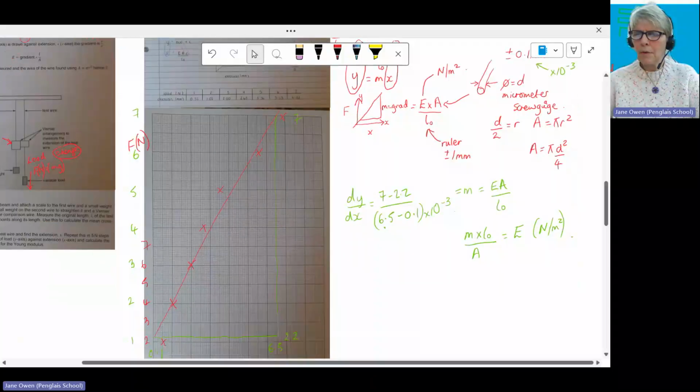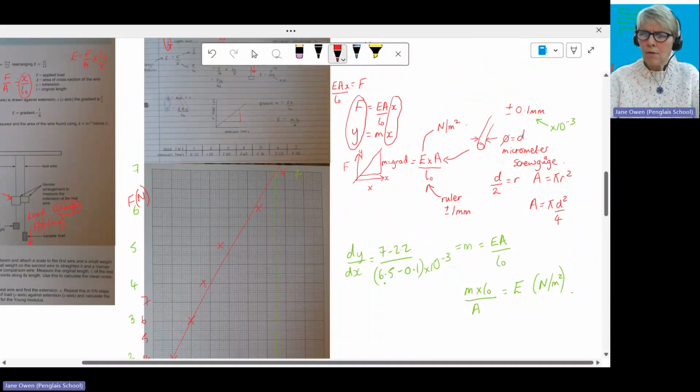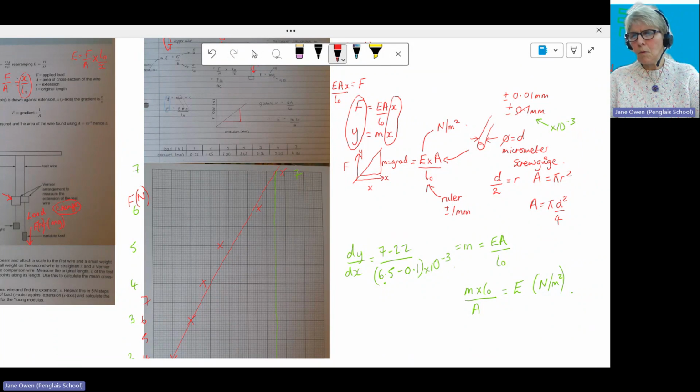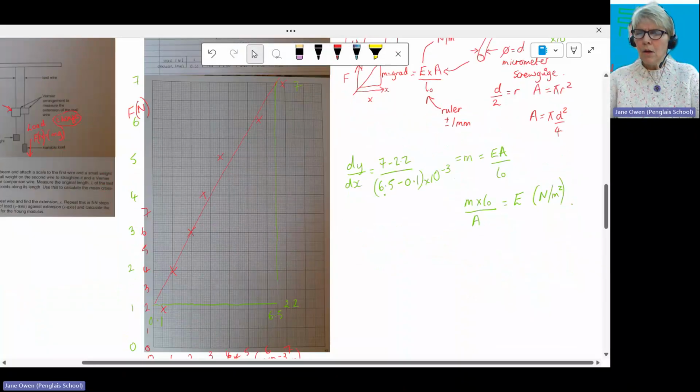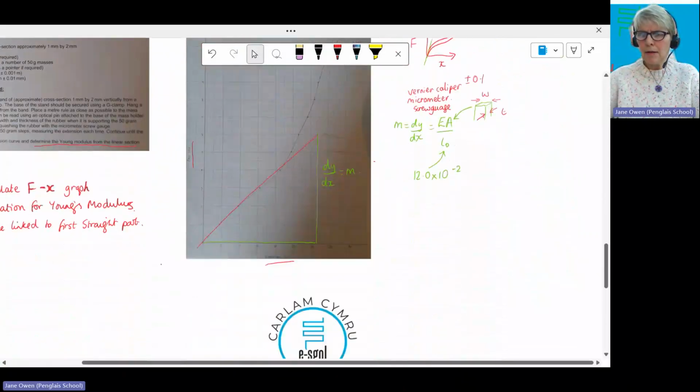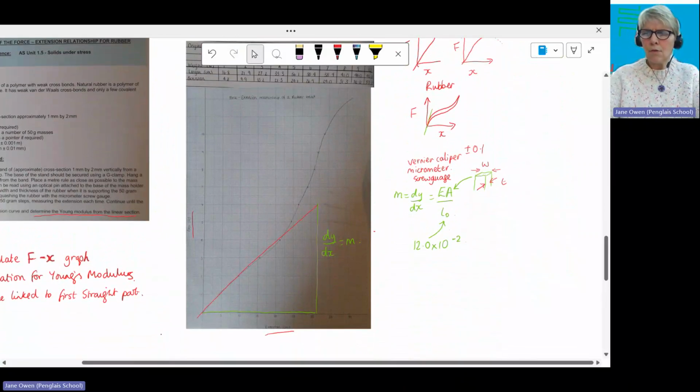0.1. So the vernier caliper. What have I got wrong? So this should be plus or minus 0.01 of a millimeter for a micrometer screw gauge. And if you've got a digital one, it'll go even more precise, 0.001 of a millimeter. Whereas a vernier caliper can read to the nearest 0.1 of a millimeter.